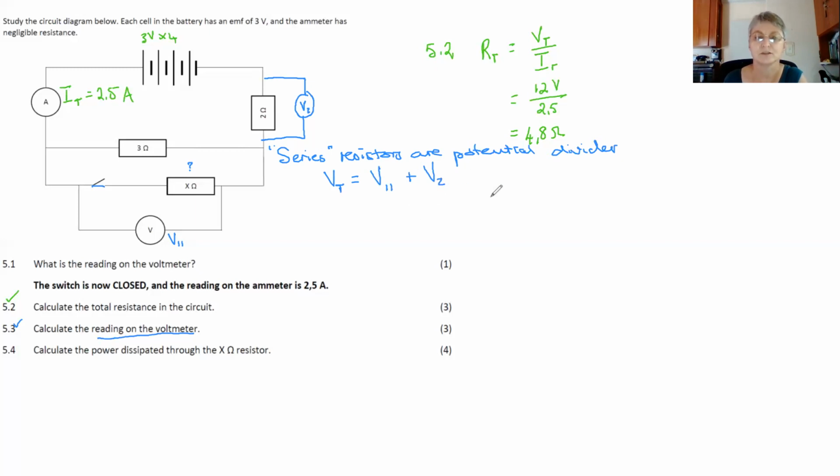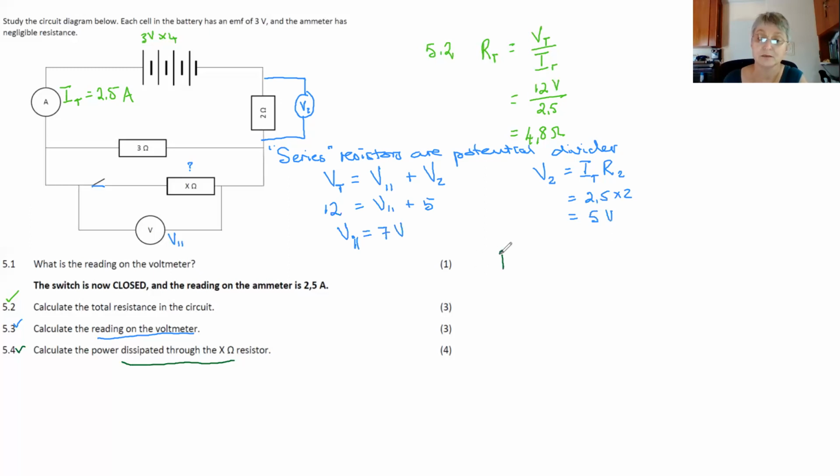So the 2 ohm resistor's voltage is I total times R2. So that is 2.5 times 2, which gives us 5 volts. So the total voltage is 12. The parallel voltage would be 7. Done. Next question is to calculate the power dissipated through the X ohm resistor.